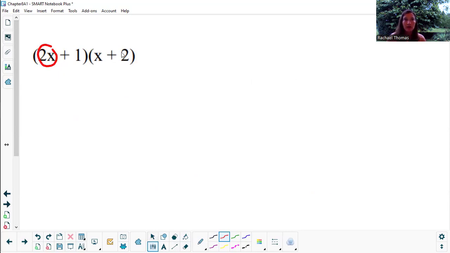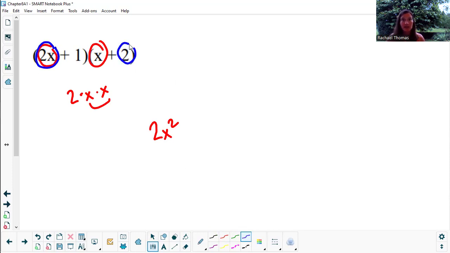This is my firsts. I'm going to do FOIL again. 2x times x is 2x squared. That's what you got to watch out for when you have these coefficients. The 2 times the x times the x. This 2 doesn't do anything but just hang on. X times x is still x squared, and I get 2x squared for my first.